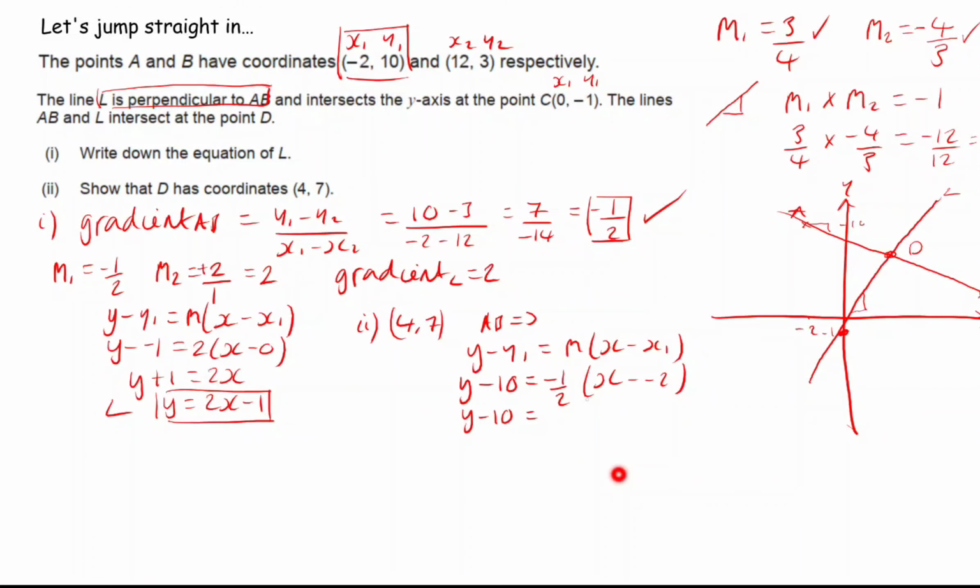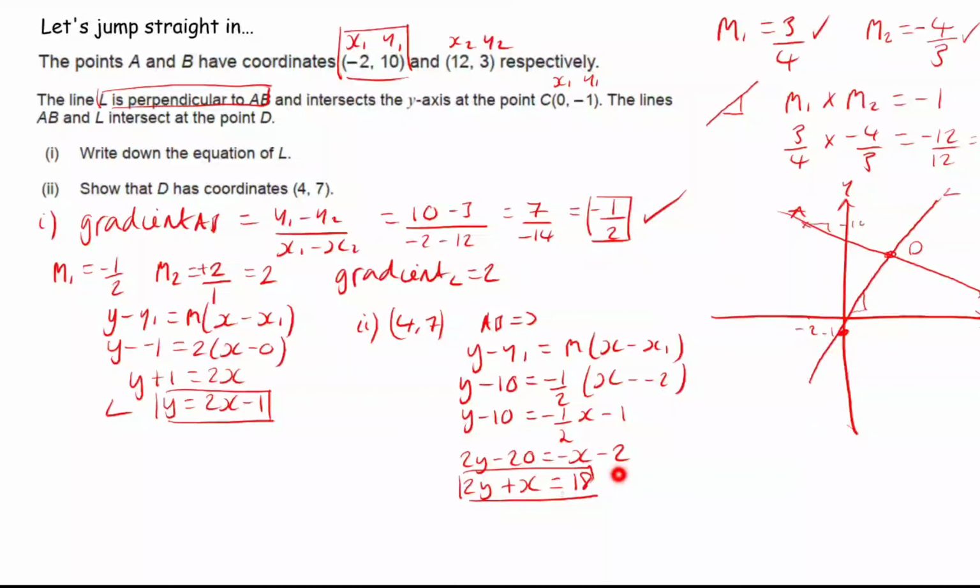minus half x. The x minus 2 becomes plus 2. And if we times plus 2 by minus a half, that gives us minus 1. Then we can multiply everything by 2 to get rid of this 2 at the bottom. So 2y minus 20 equals minus x minus 2. And then we can bring the x elements over to the left hand side. So 2y plus x equals 18.